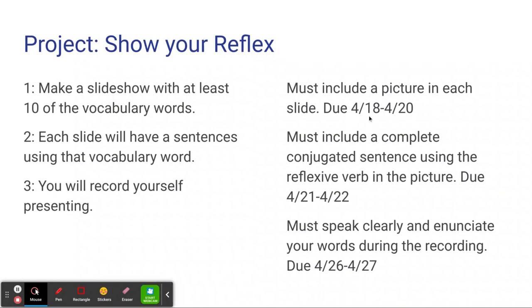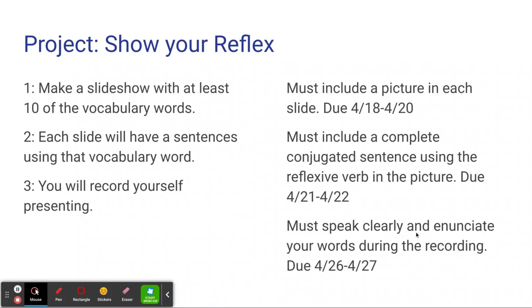If you have my class today, your due date is the 18th. If you have my class on the 15th, April 15th, then your due date is going to be the 20th. You must include a complete conjugated sentence using the reflexive verb that you're using in the picture. And that's going to be due the next class.